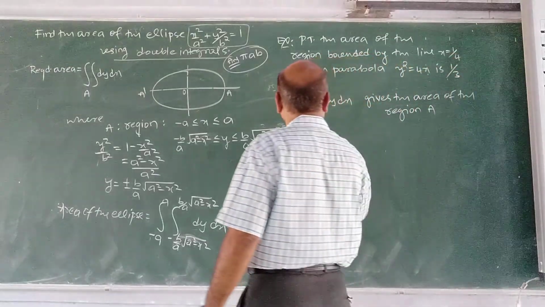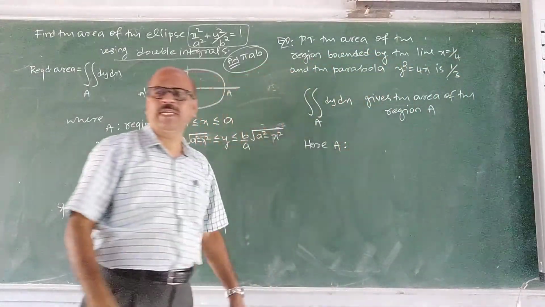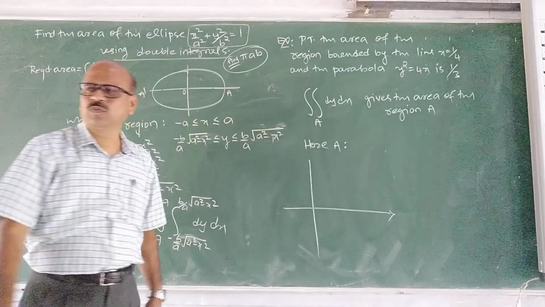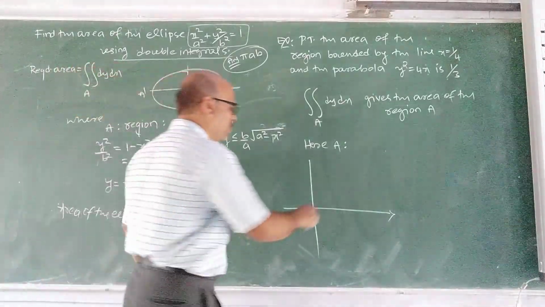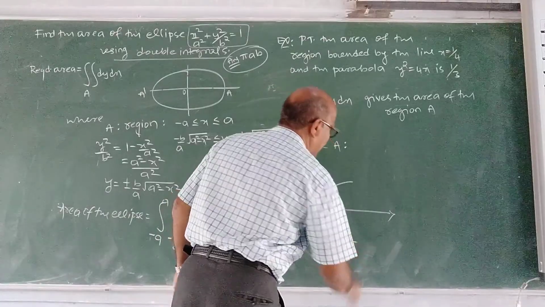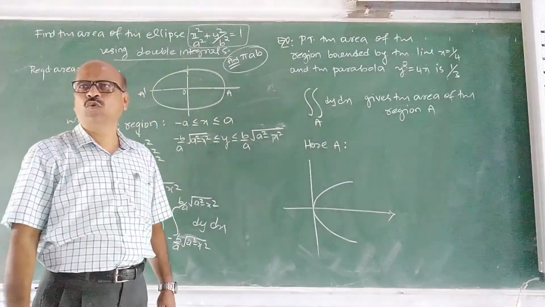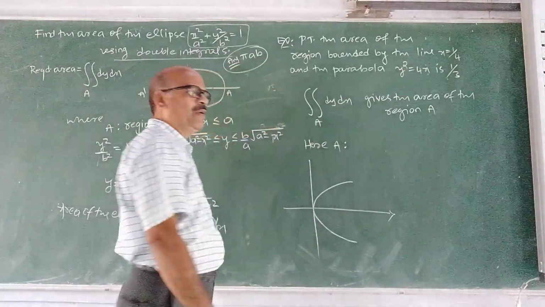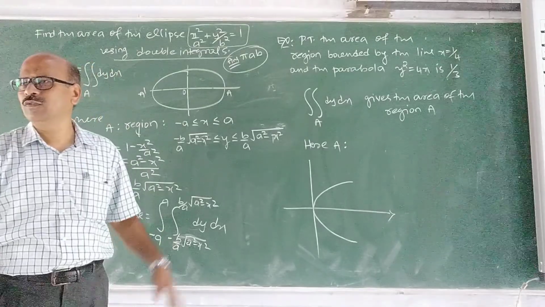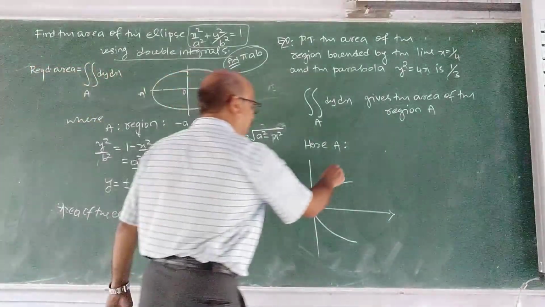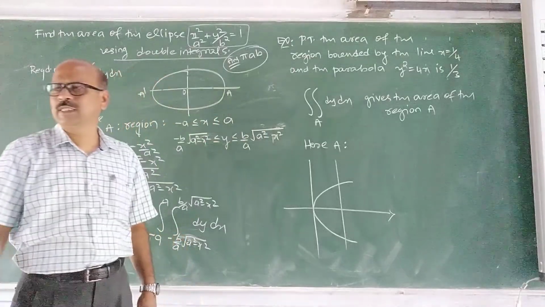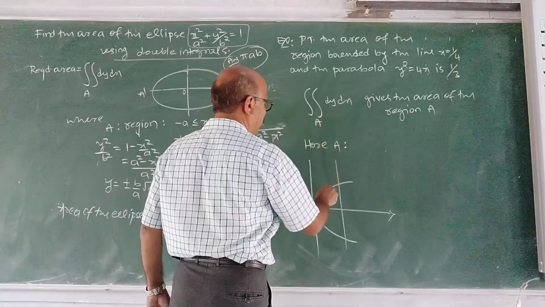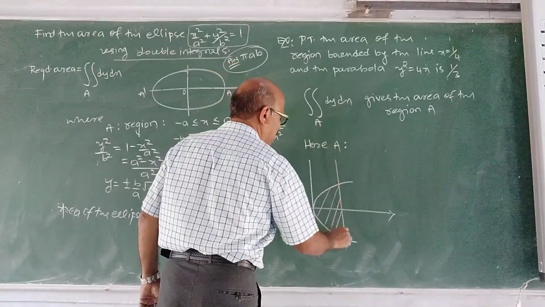Here, region A is bounded by the parabola. What does y² = 4x represent? What type of parabola? There are four standard forms of parabola. The first form is y² = 4ax, so y² = 4x. And x = 1/4 is a line parallel to the y-axis. So the region bounded by this line and y² = 4x is the required area.